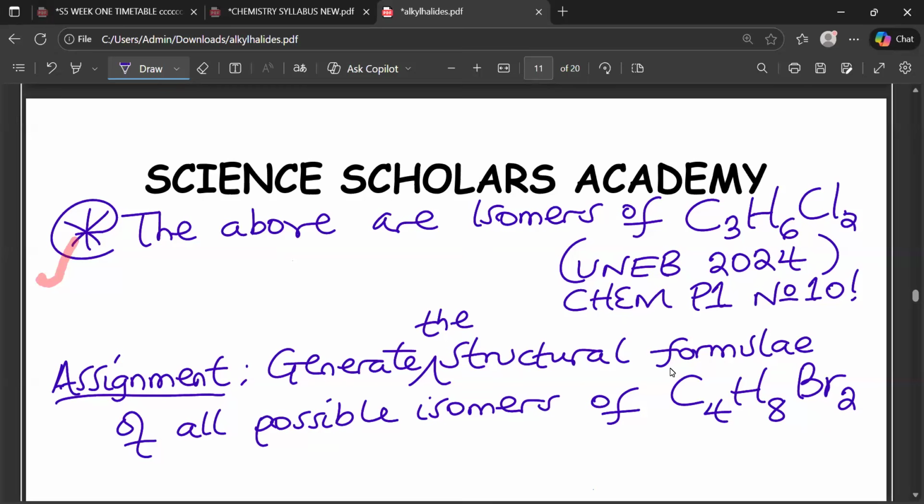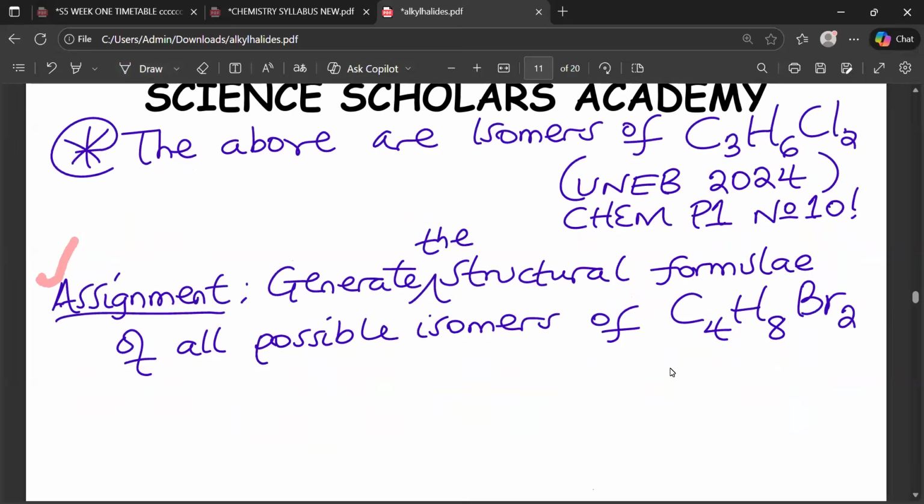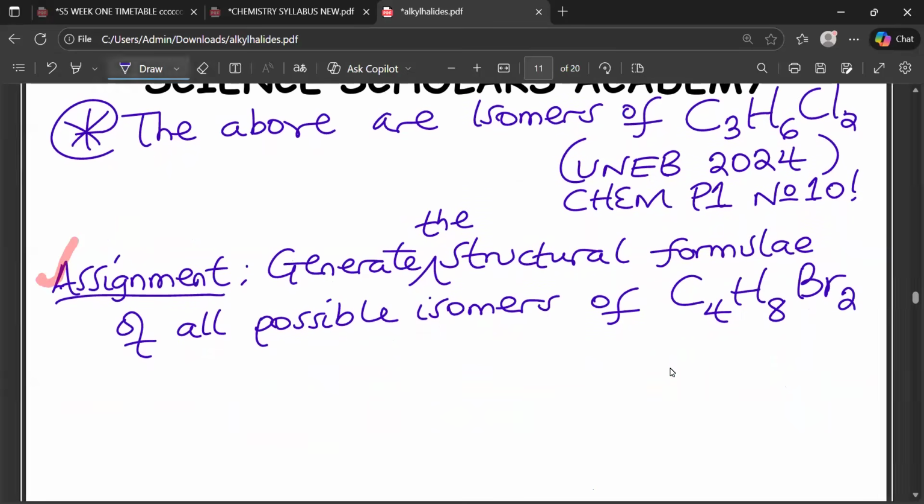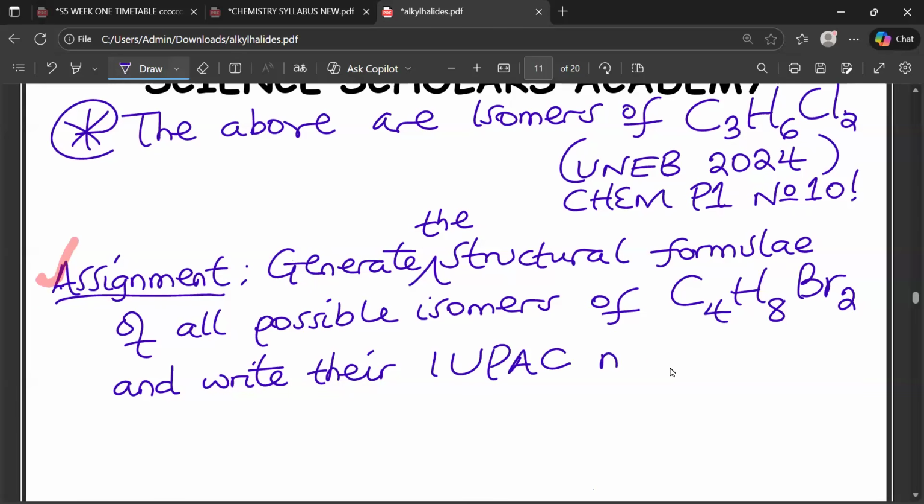So please befriend them. Generate the structure formula of all possible isomers of that and write the IUPAC names. I'll be happy to see this in your groups. Their IUPAC names, yeah, that's the simple number.